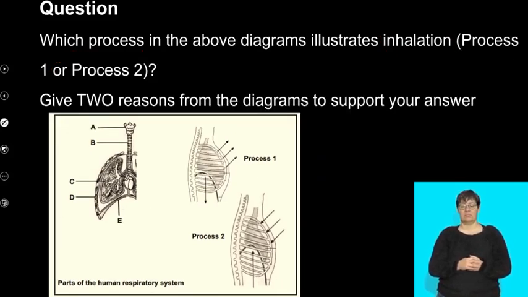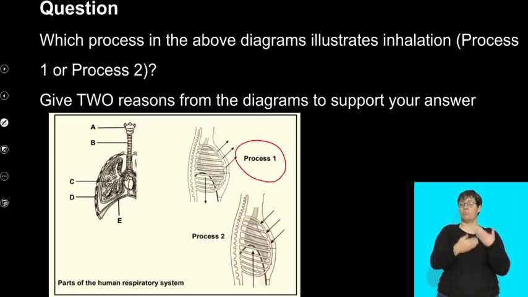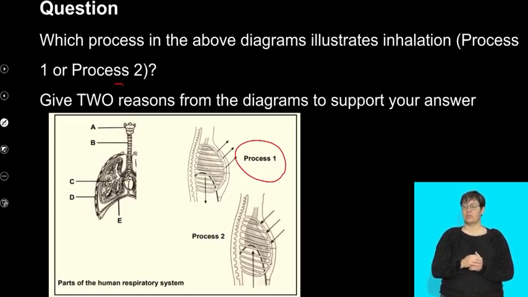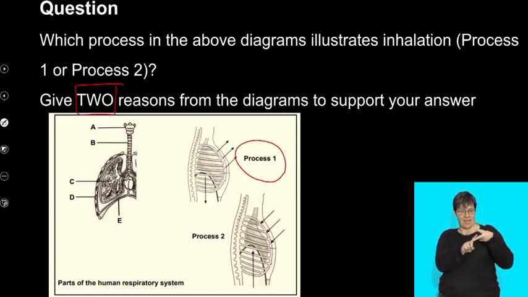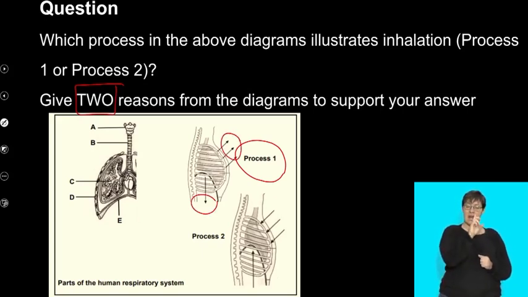Okay, which process in the above diagrams? Now we said above because you're always going to look above, so I just put them at the bottom here so it's easy for you to see. Illustrates inhalation, all right, process 1 or 2. And we said from the previous question that it's going to be process 1. Now, the next question is, give 2 reasons for your answer. So when we look at process 1, they wanted to know what were the 2 things that were happening. So this was 1 and this is 2. So what was the first thing?